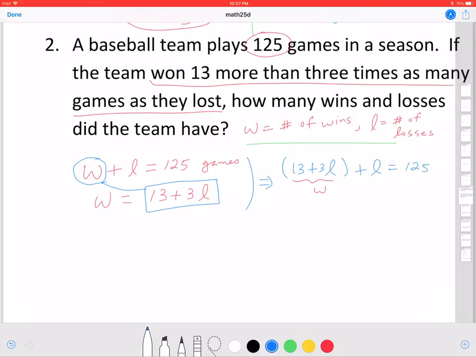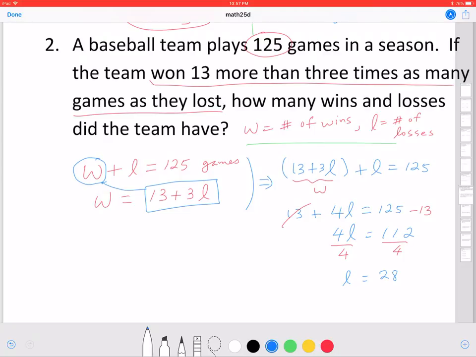Okay, so let's go ahead and solve that equation. That comes out to 13 plus 3L plus L is 4L is equal to 125. All right, and solving this, we subtract 13. And that should leave us 4L is equal to 125 minus 13, which is 112. And to solve for L, we divide by 4. Turns out L is equal to 28. 112 divided by 4 is 28. All right. So that is the number of losses.